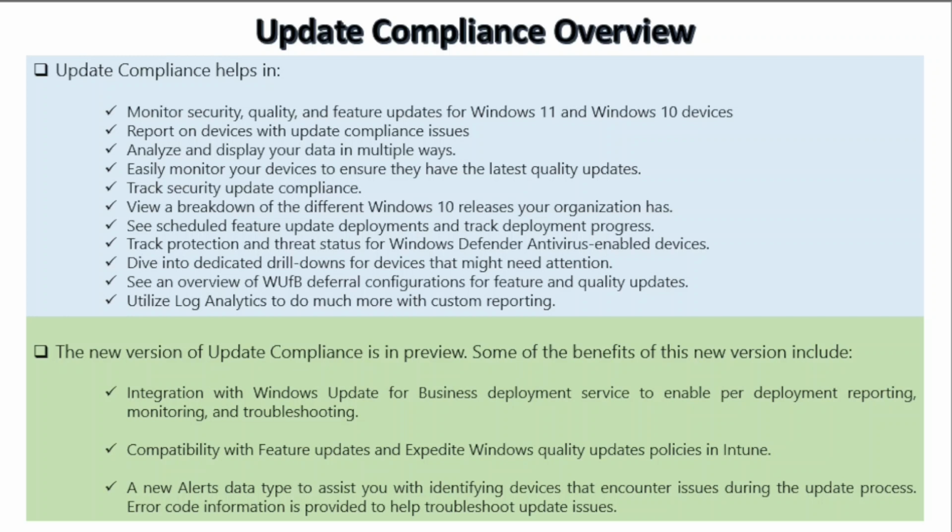The new version of update compliance is in preview, and some of the benefits of this new version include integration with the Windows Update for Business deployment service to enable per-deployment reporting, monitoring and troubleshooting, compatibility with feature update and expedite Windows quality update policies in Intune, and a new alert data type to assist you with identifying devices that encounter issues during the update process. Error code information is provided to help troubleshoot update issues.